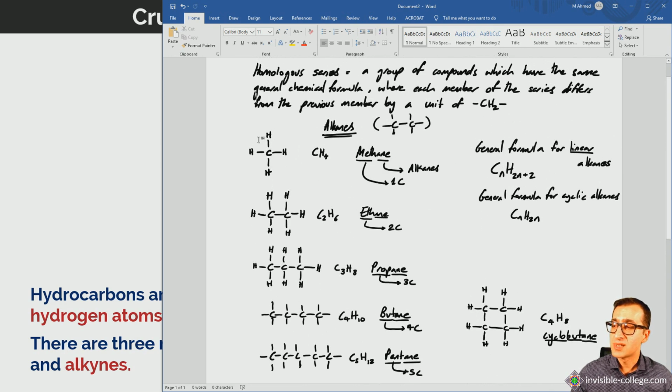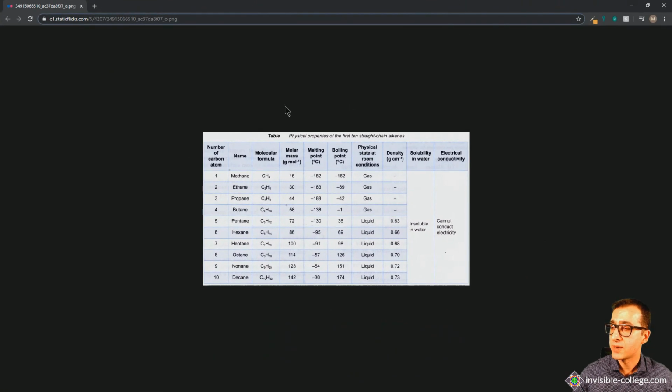Now, different pure substances are going to have different physical properties depending on the nature and the strength of the bonding between the molecules in that substance. So let's take a look at the physical properties of some of the alkanes to illustrate this point here.